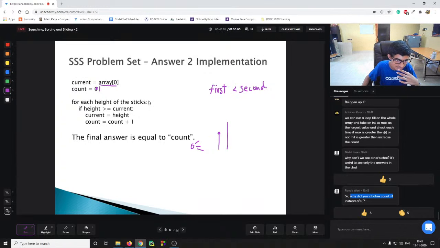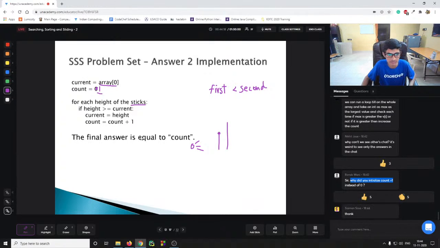And for each of the sticks, actually this should ignore the first stick. So please remember that we are going to be ignoring the first stick. So the first stick has been removed. And then we are going to be taking the height greater than or equal to current and all the other stuff. So it's initialized as 1 because array of 0, the first stick, will always go off. So we know that it's 1 at the beginning.